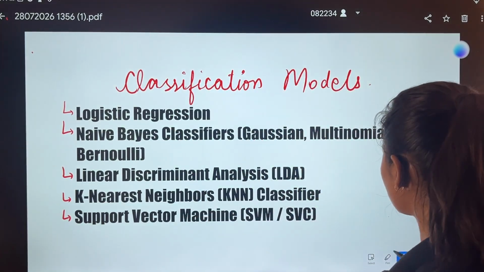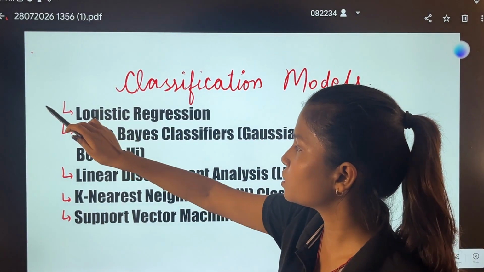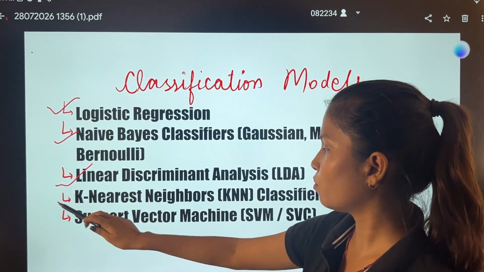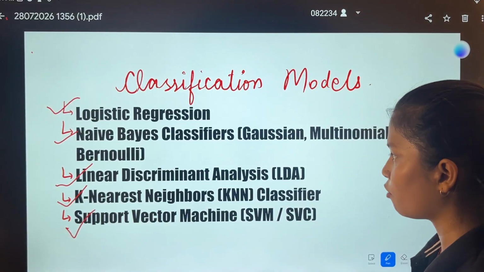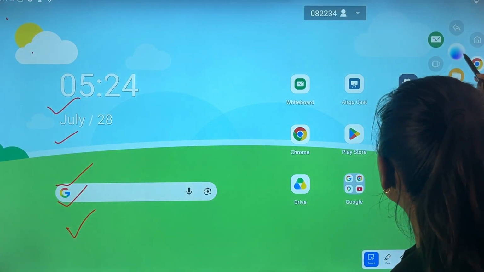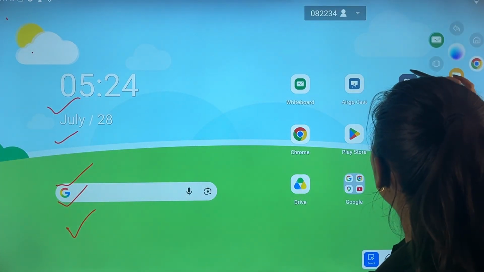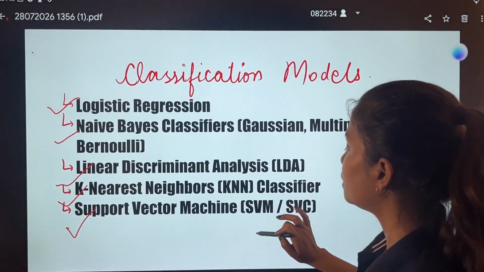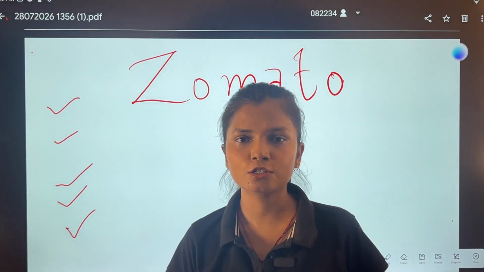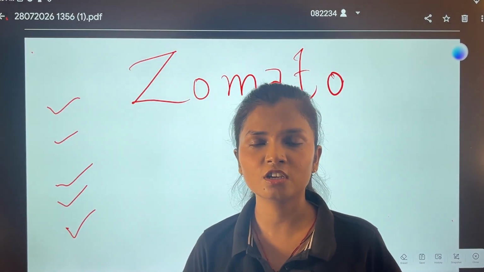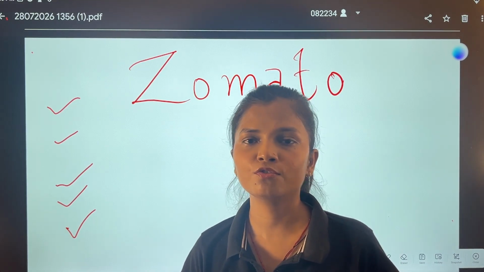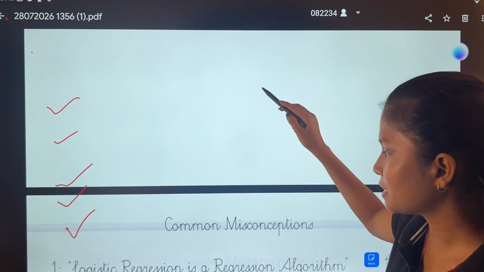Next is the classification models. In classification, we have logistic regression, Naive Bayes, linear discriminant analysis (LDA), KNN, and SVM, and many more obviously in this series as well. But what I am trying to tell you is that these sets of models will help you choose one for yourself. If you ask me, Zomato uses gradient descent, XGBoost, Naive Bayes type of models to tell you how many minutes it will take to deliver your food. So Zomato is the best example to understand.